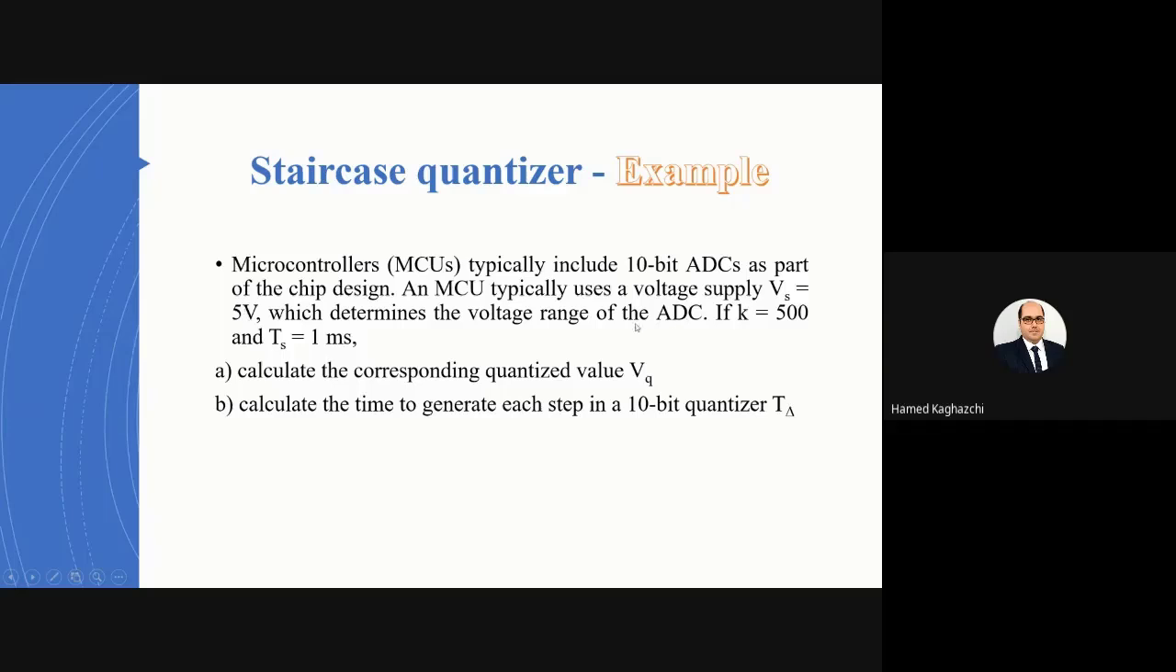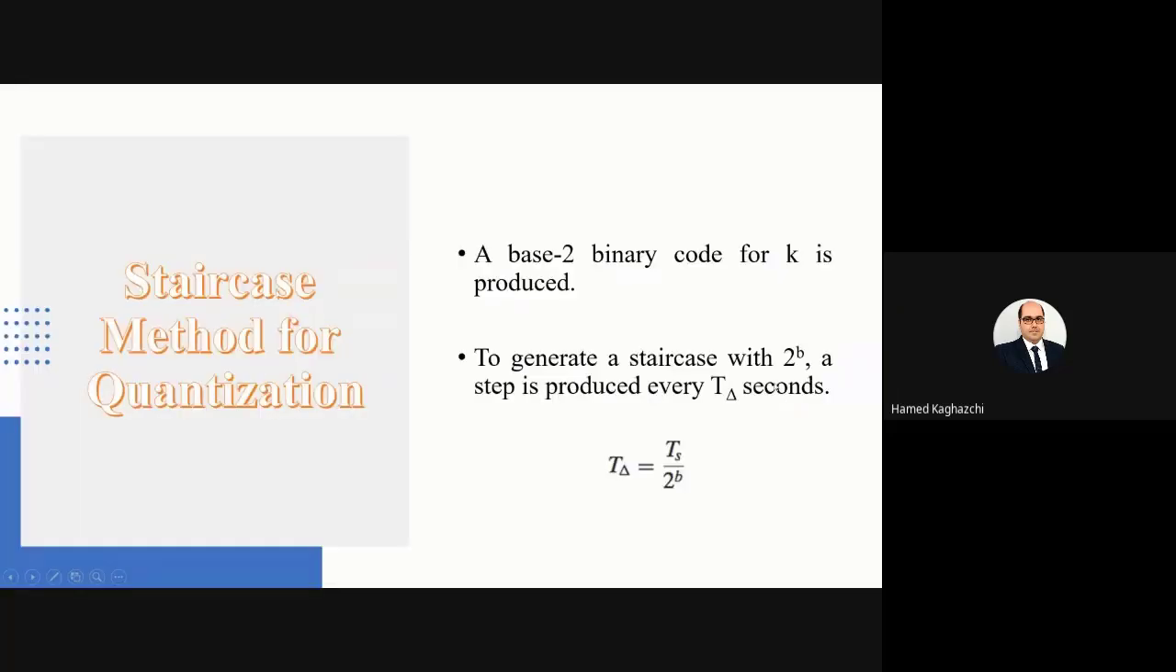Now, we say that K is 500 and the sampling period is 1 millisecond. Calculate the corresponding quantized value at K equal to 500, and calculate the time to generate each step in a 10-bit quantizer. It means T delta. We learned these formulas in the previous section.